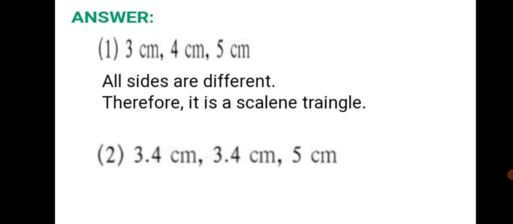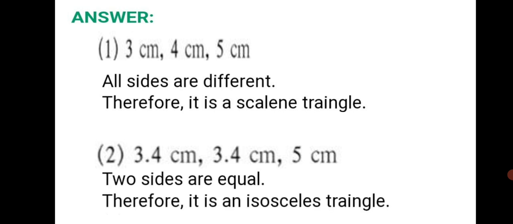Second question, 3.4 centimeter, 3.4 centimeter and 5 centimeter. It is an isosceles triangle. Why can we say that? Because two sides are equal, therefore it is an isosceles triangle.